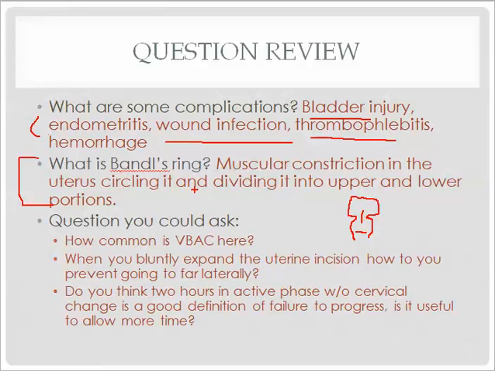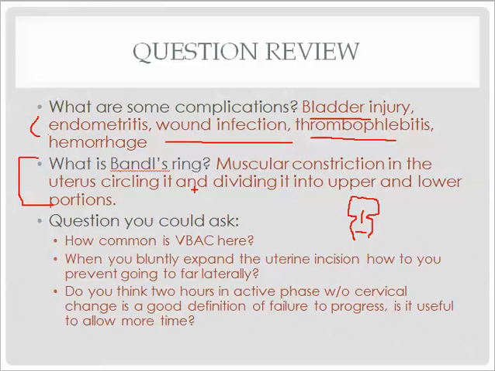So some things that you could ask about when you're doing this: how common is VBAC, vaginal birth after cesarean, here? I think the rates really vary a lot depending where you are, and also they change a lot over the years. So you could get an update on that. You could also ask, when you're bluntly expanding the uterine incision, how do you prevent going too far laterally? It seems like you're really pulling hard. How do you prevent ripping in too far laterally where you might hit the uterine vessels?